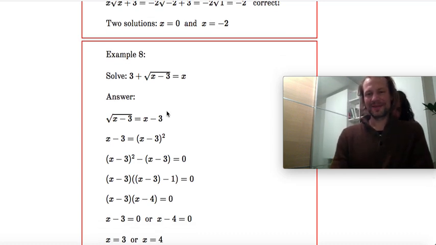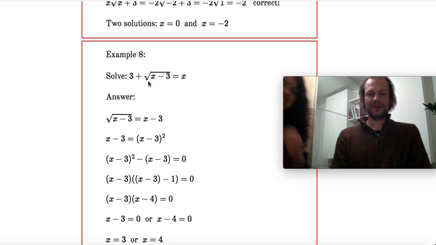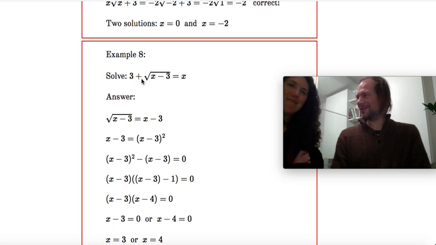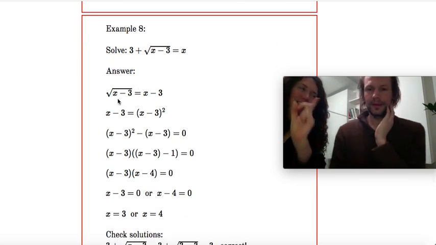Oh no. Come on. 3 plus square root of x minus 3 is x. What do we do? The first thing we do. Square everything! No! Oh no! Isolate the square root. Oh yeah. Duh. 3 goes to the other side. Remember, children, always isolate the square root.